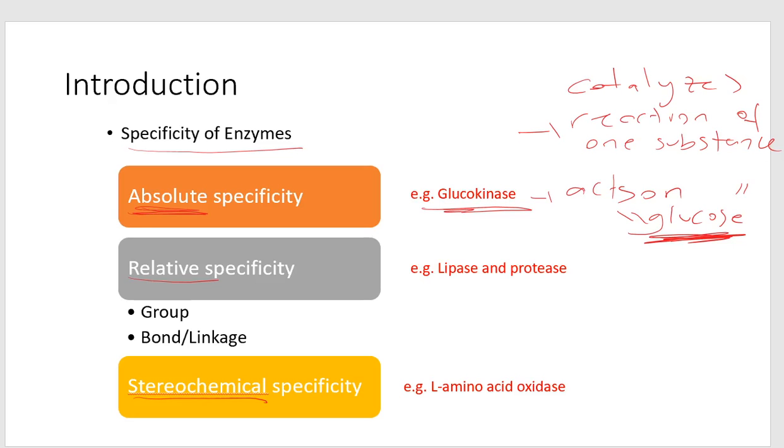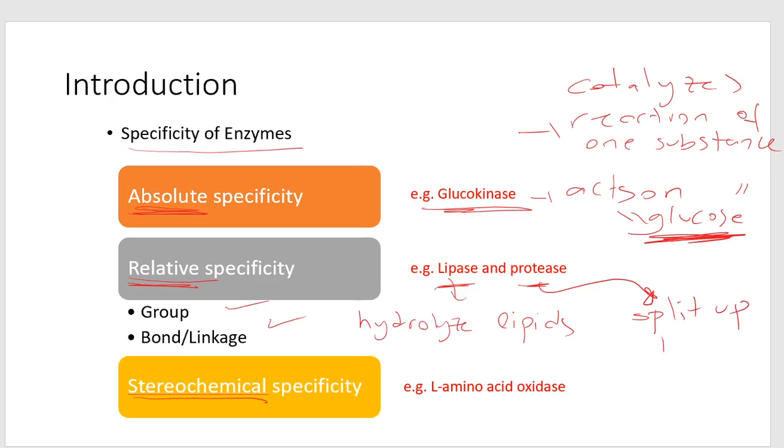Okay. So an enzyme with relative specificity catalyzes the reaction of structurally related substances. A group, a bond linkage, for example, lipase and protease. So remember, lipase hydrolyzes lipids. Protease is an enzyme for proteins. So as an example, it splits up proteins.